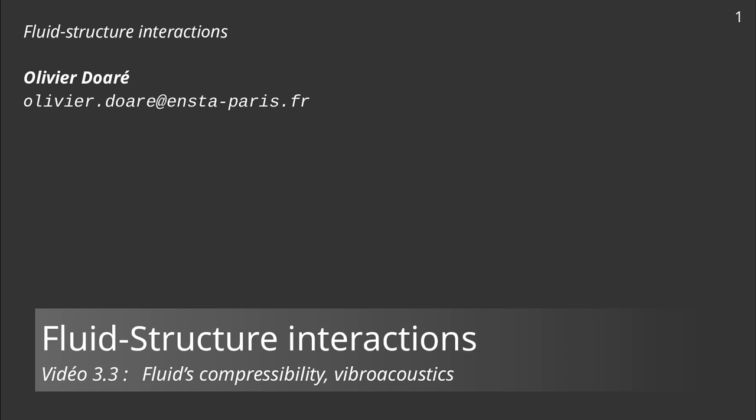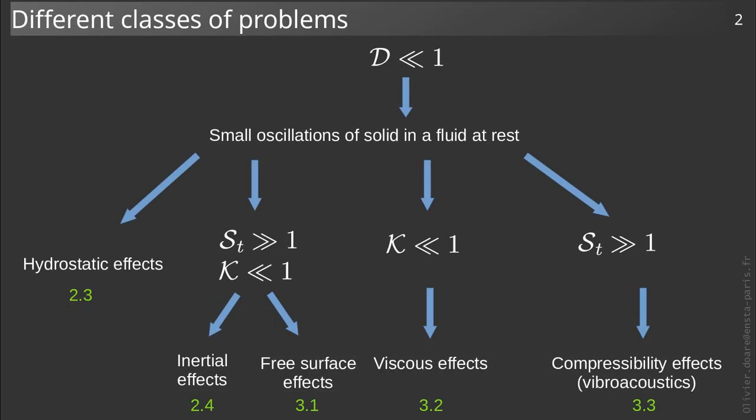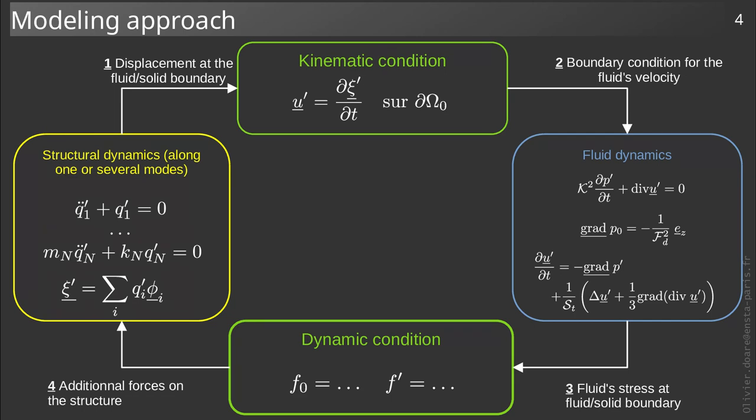Welcome to the last video of the fluid at rest, where we will study the effects of fluid compressibility. To do this, we will no longer assume that the compressibility parameter K is small. On the other hand, we will neglect the viscous effects and thus make the Stokes number tend to infinity. Let us take our schematic view of the fluid structure interaction and assume that Stokes number is very large.